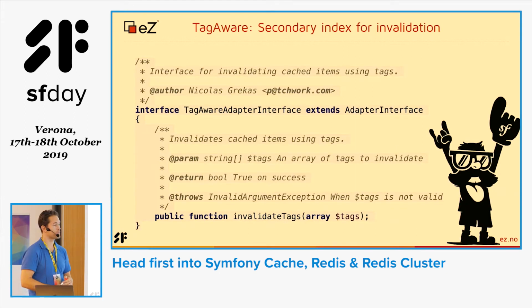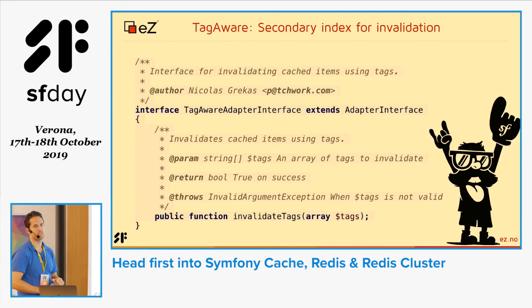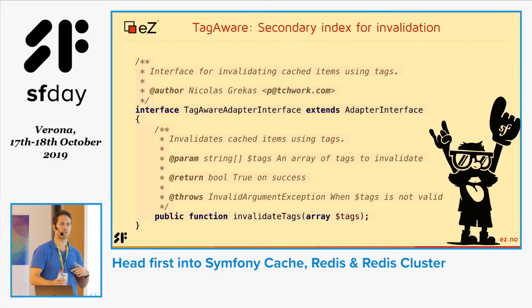Specifically how this is done, if we jump into the code, if you ever used any of the cache pools from PSR or something like this, this is actually everything it adds, kind of. From the pool side, at least, that's the method that is added. So you have invalidate tags. But what it implies is a secondary index, so a lookup to be able to figure out which cache keys are related to which tags.